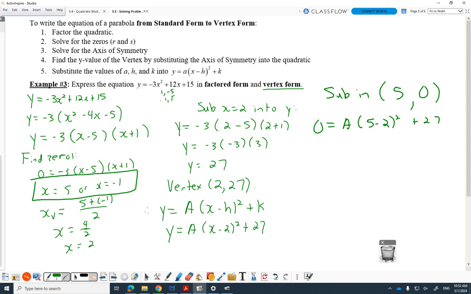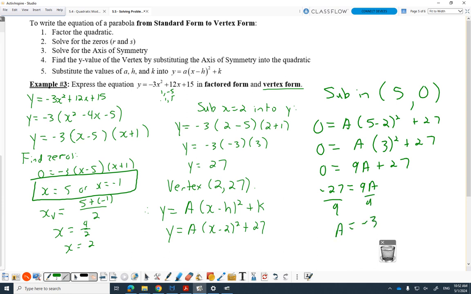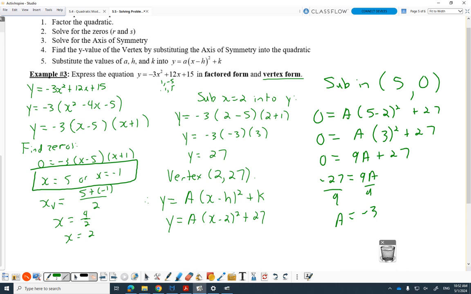And I get 0 equals a times 3 squared plus 27. Take this over there. 0 equals 9a plus 27. Negative 27 equals 9a. Divide by 9. I get a equals negative 3. Whew! A equals negative 3. Good. Are you ready?